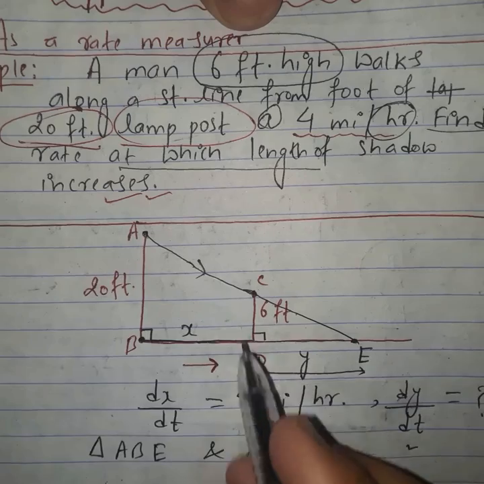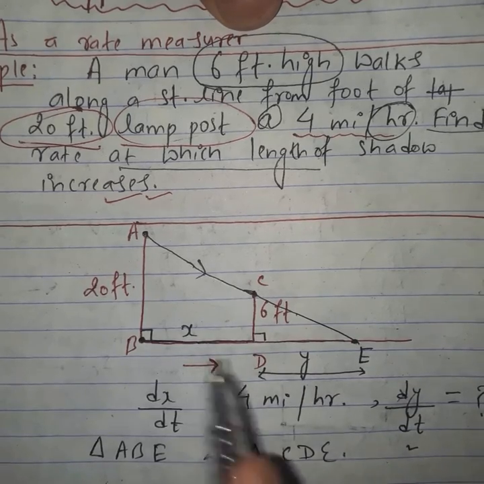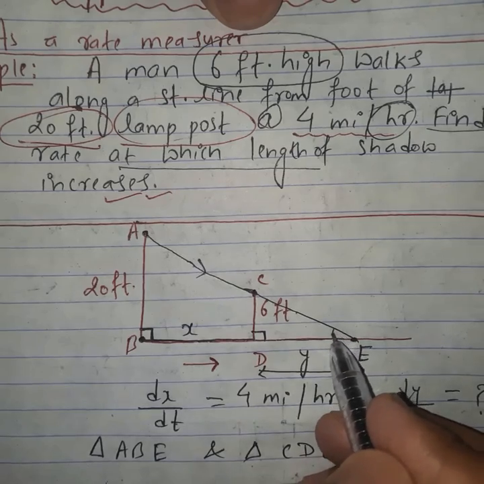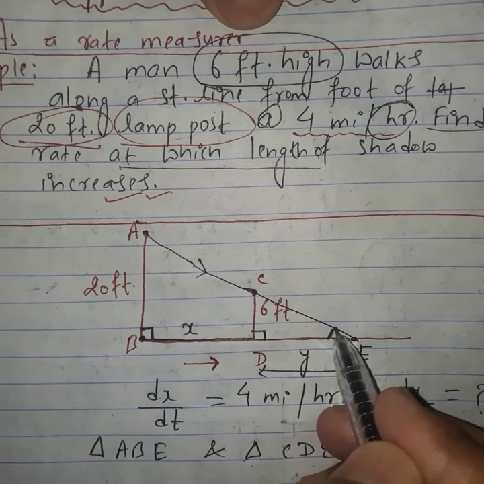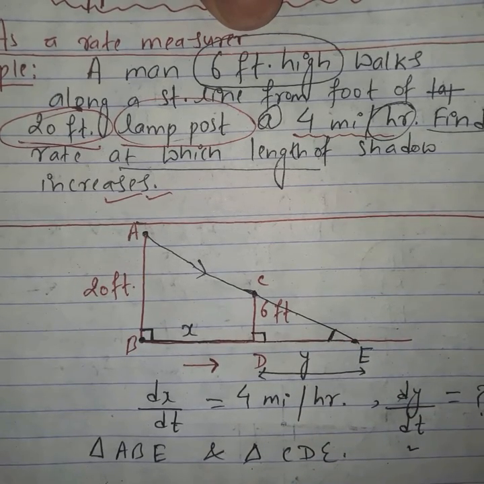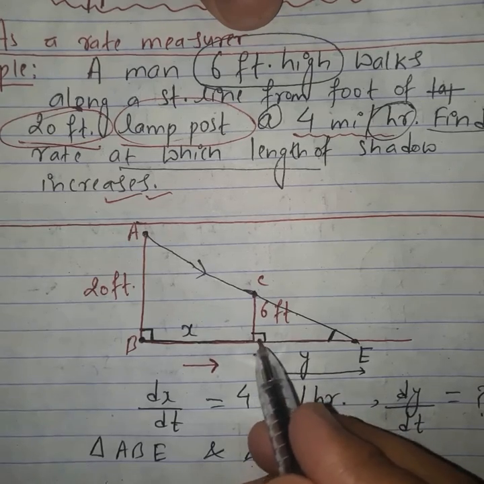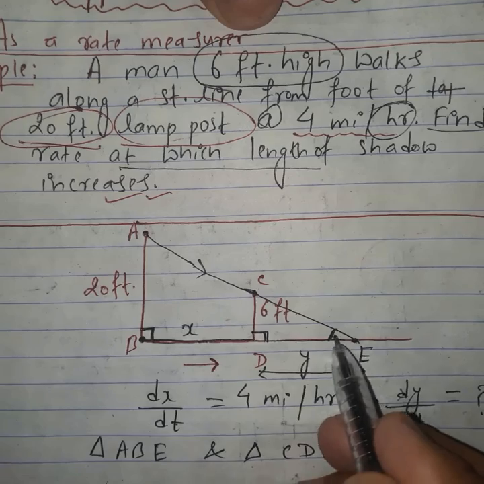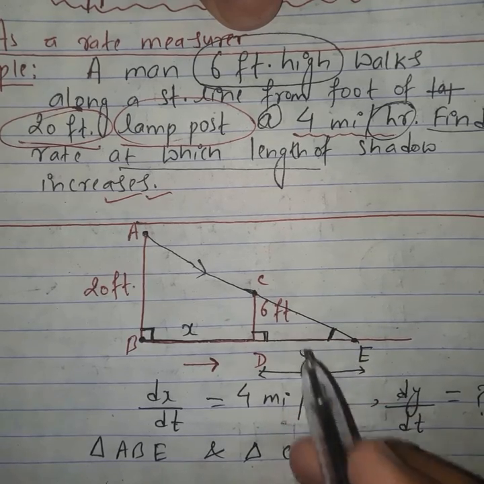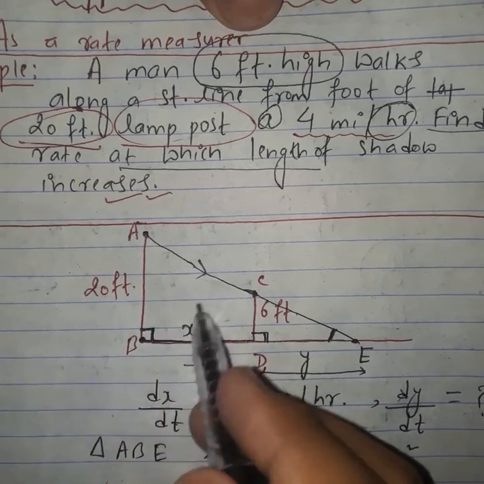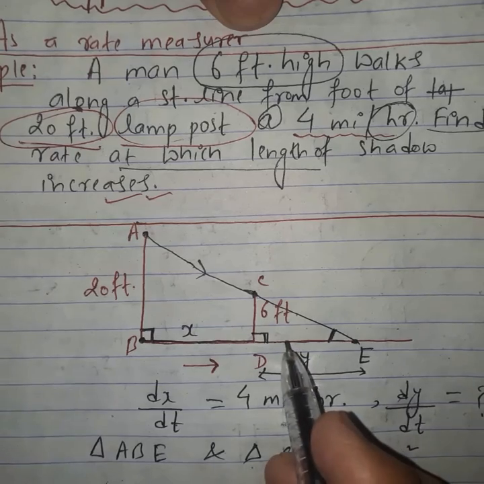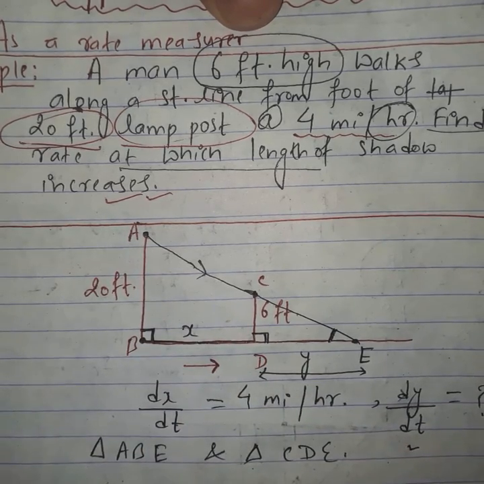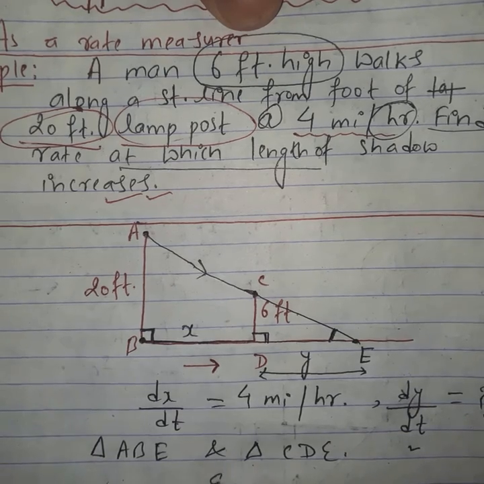Here we have two right angle triangles. In each, one angle is a right angle, and there is a common angle shared by both right angle triangles. So one pair of angles is the right angles, and the other is the common angle. Two angles are equal in these two triangles, so we can conclude that they are similar to each other.